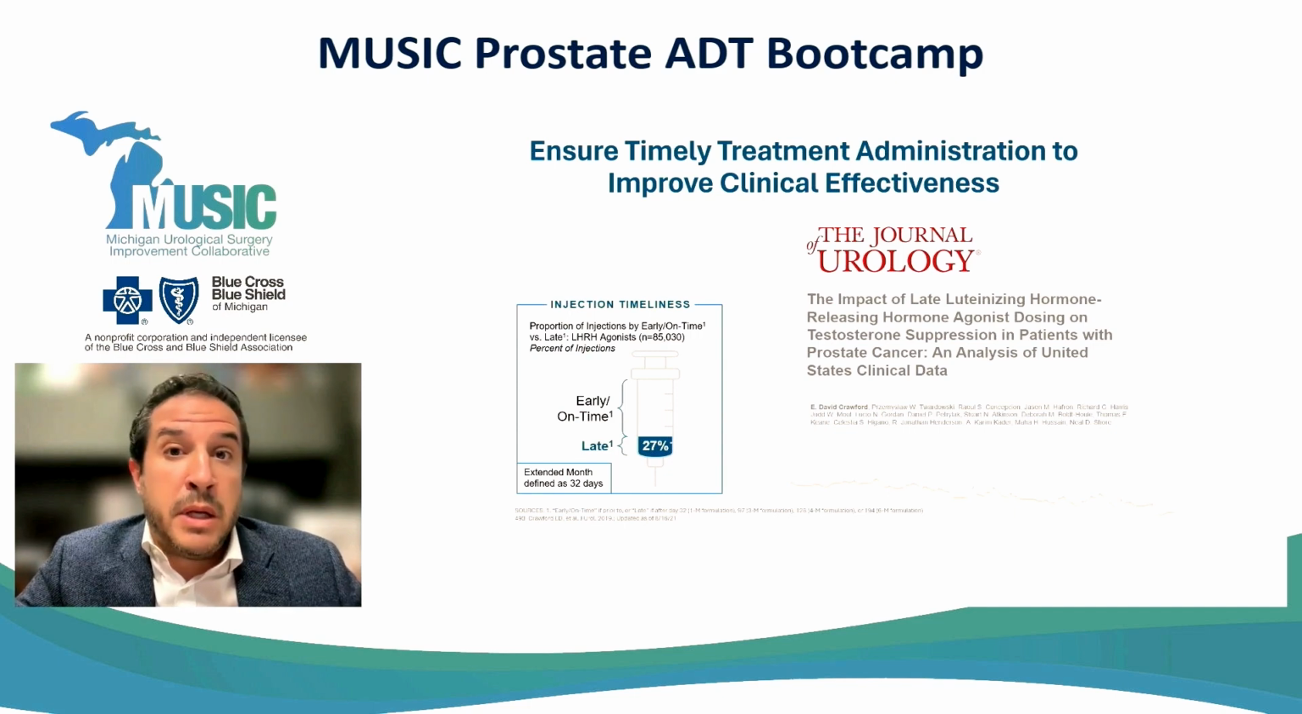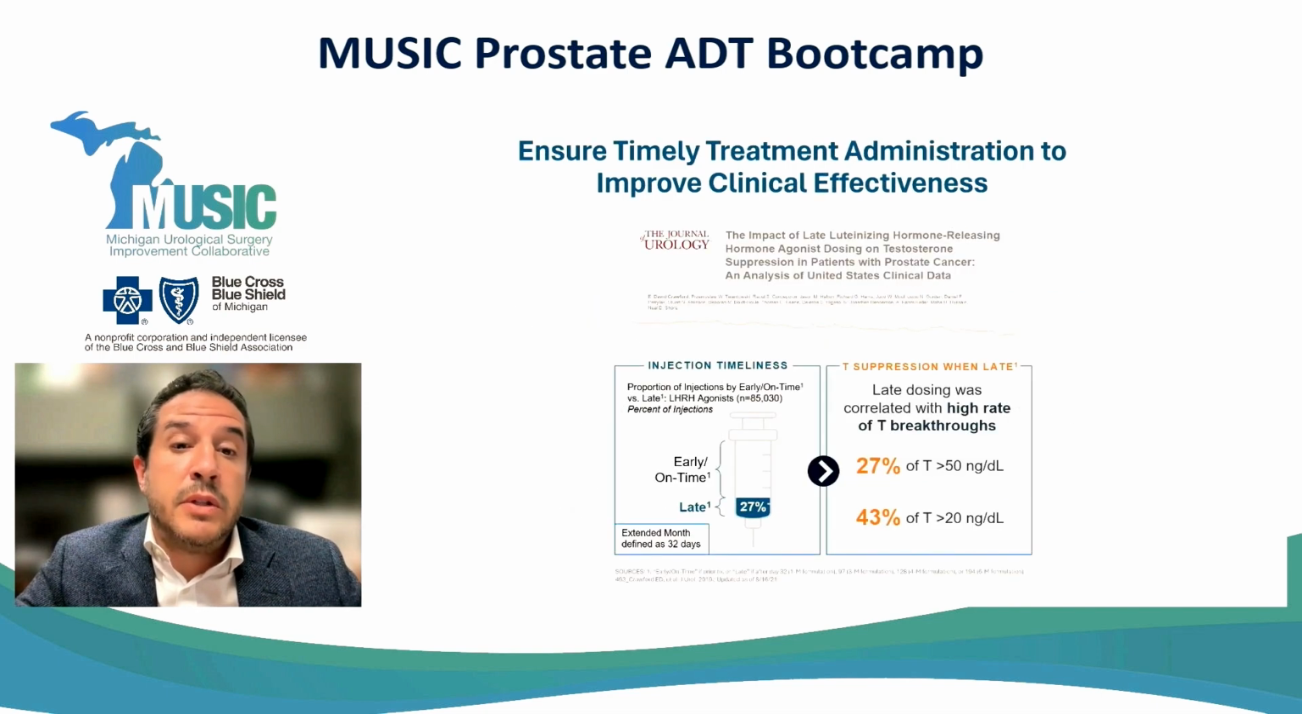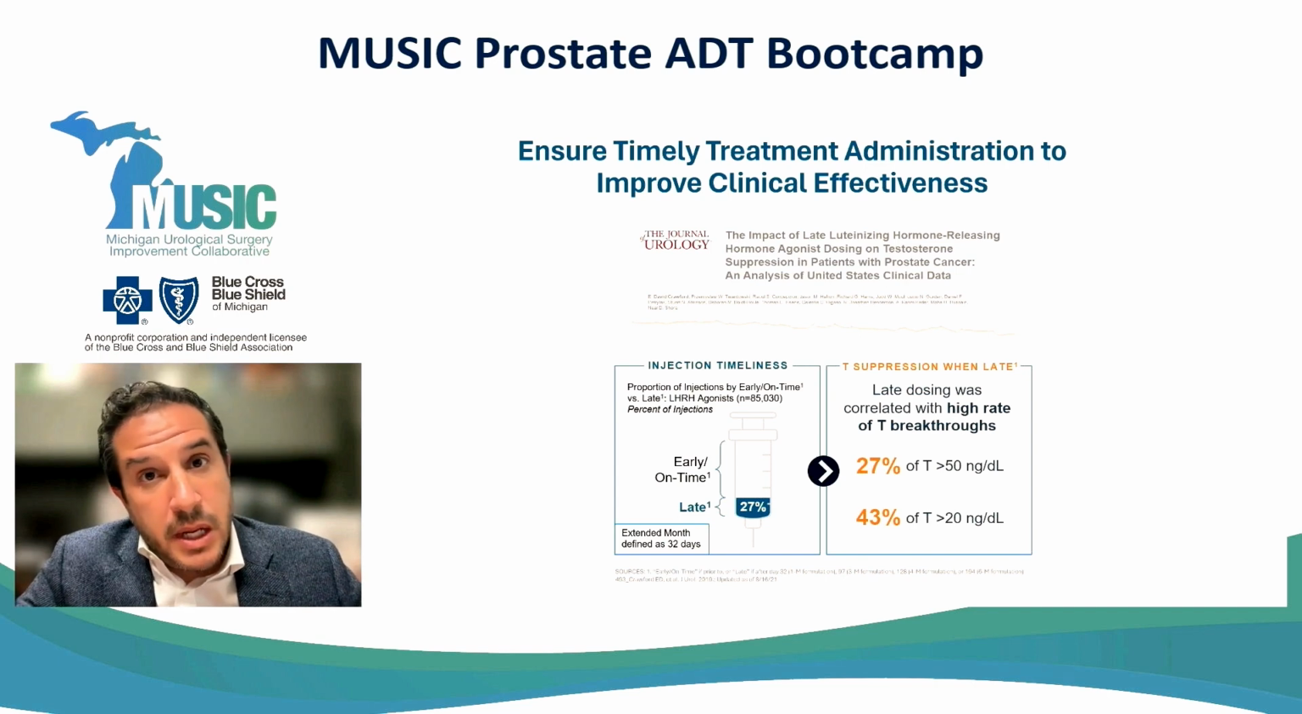You may say no big deal, but when you look at the T levels, you see an escape or an increase in testosterone levels where they become non-castrate levels. And here you can see on the slide that of the late patients, 27% had breakthroughs greater than 50, 43% had breakthroughs greater than 20.